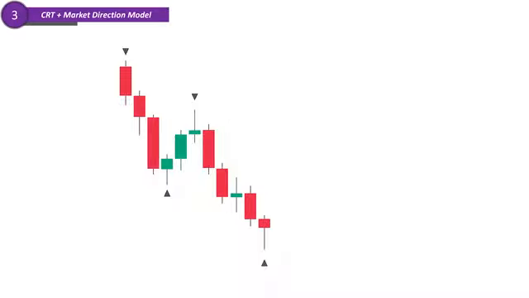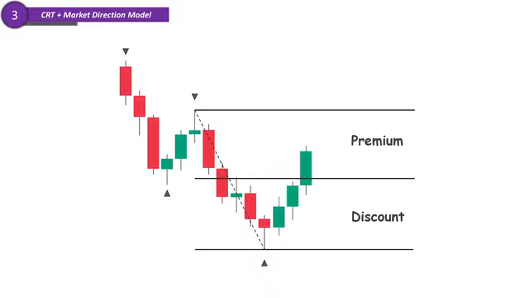This time, we're adding the concept of the premium and discount. In this case, the market is in a downtrend. We don't want to jump in right away. Instead, we wait for a correction to pull the price back up into a premium zone, which gives us a better entry and increases the chance of a successful trade.